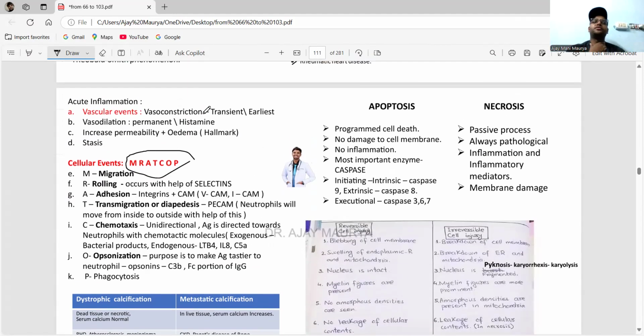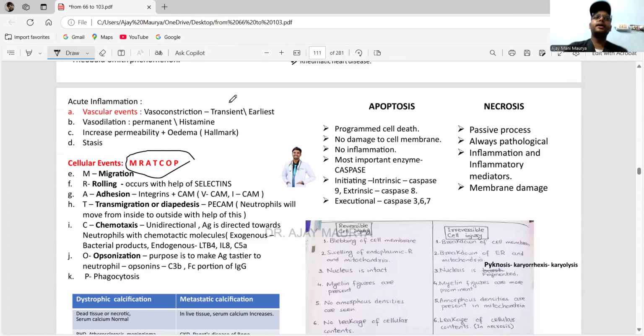MARATCOP. For acute inflammation, what is the earliest event that happens? Whenever there is a cut, there is going to be vasoconstriction. This is transient, and this is the earliest. Next is vasodilation by histamines, and this is going to be permanent. Next is increased permeability.